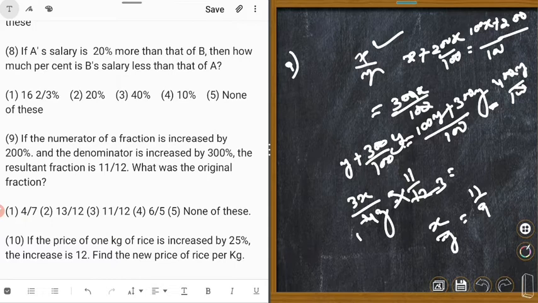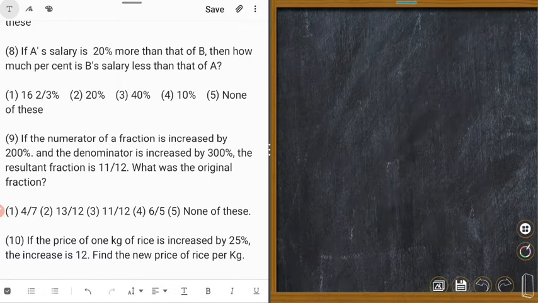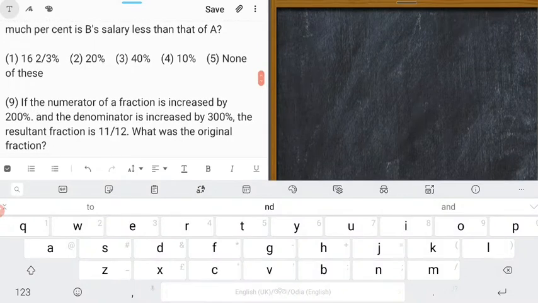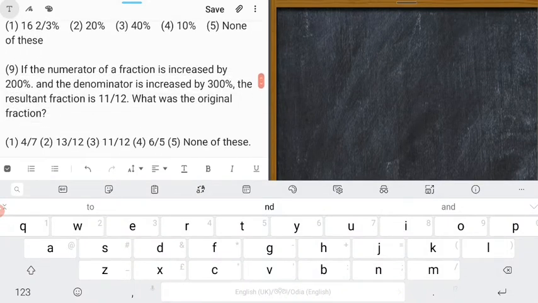In the first attempt, we made a mistake. That is not the right procedure. This is the right procedure. Could you understand? Now, let's move to question number 10.